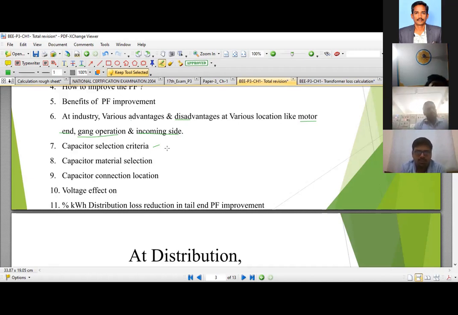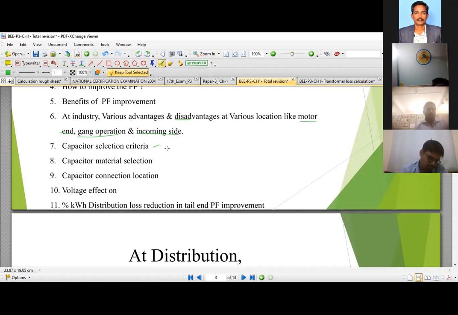It depends on the voltage level and the current consuming capacity. Voltage and current also matter, and the main important point: no load magnetizing KVAR. The capacitor KVAR should not be greater than the no load magnetizing KVAR. That is very important, one mark. Once we are going to select the capacitor, we need to consider that.